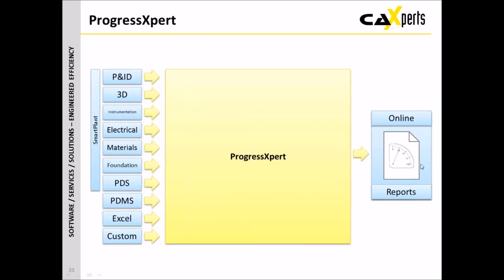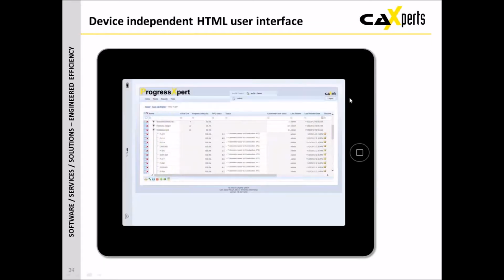Ultimately, we get reports out of this which show the current position that we're at, and we configure that to suit our requirements. The system itself was developed using an HTML user interface, which gives you the ability to access this from any device that supports HTML, including Apple's and Android devices.